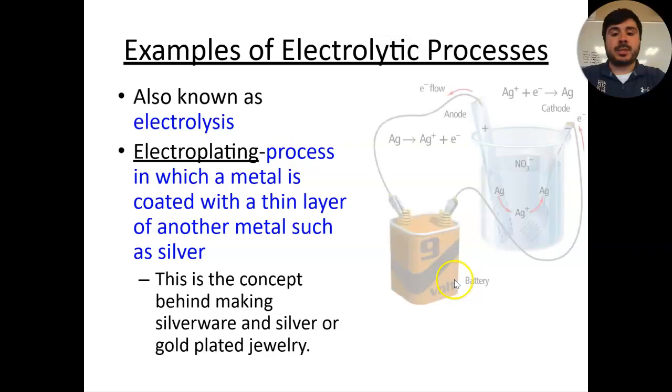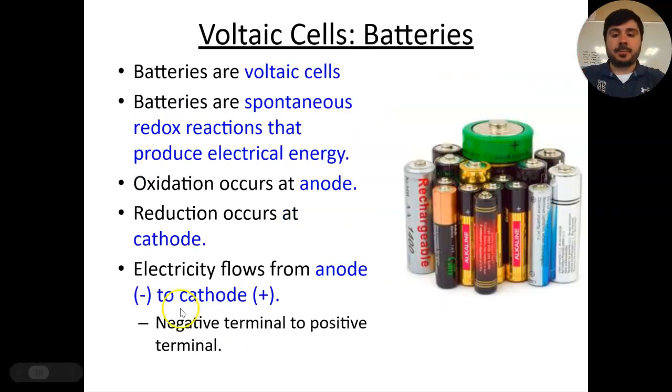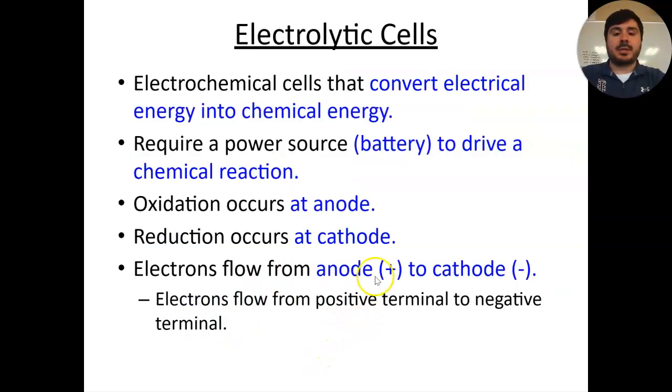So this time around, instead of electrons flowing from the anode to the cathode, that's negative to positive, this time around we're flowing from the positive to the negative, right? So anode was negative here, cathode was positive here, so it was from the negative terminal to the positive terminal. This time around here, guys, it's the exact opposite, right? It's still anode to cathode, however, it's going to be from the positive side to the negative side for our electrolytic cells.